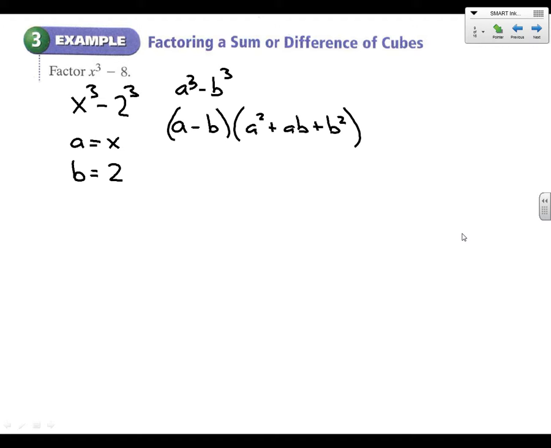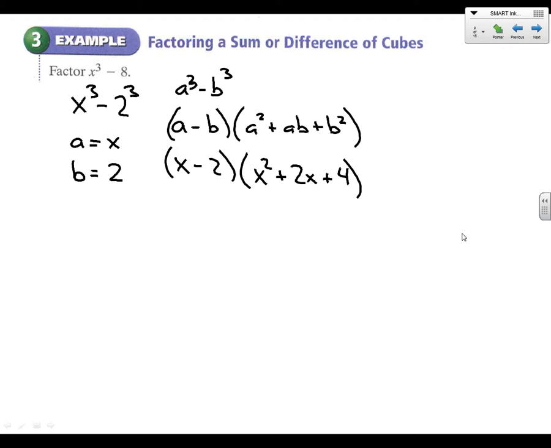And so we can put them right in: x minus 2, x squared plus 2x plus, what's 2 times 2? 2 squared is 4, and we're factored all the way out.